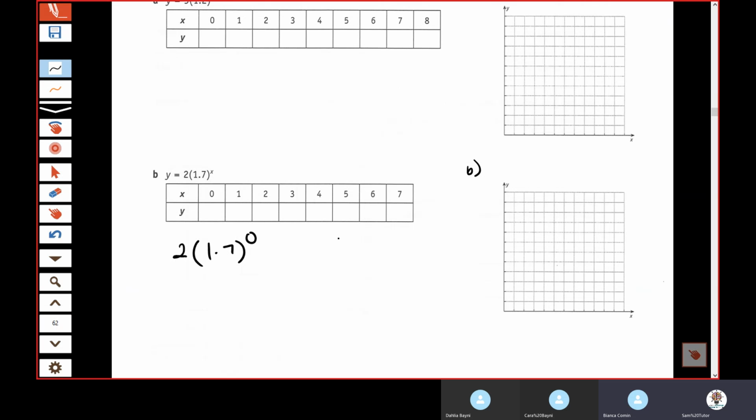Okay, first one should have been 2. Is that correct? Yeah. All right. 2, 1.7 to the power of 1, then 3.4, then 5.78, and so on. I'm just going to finish it off. 9.82 or 9.83, doesn't really matter so much. 16.7, 28, and you can see how quick it gets. It gets large. 40, and then 7 should be 82.